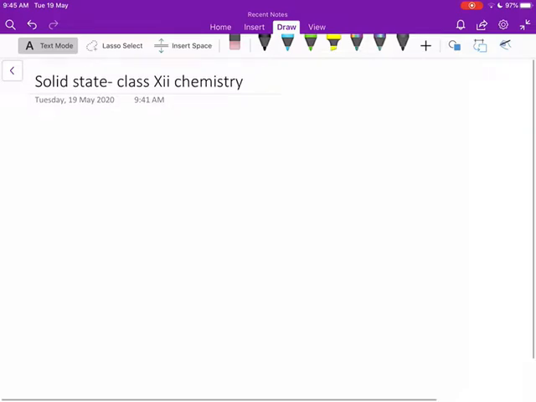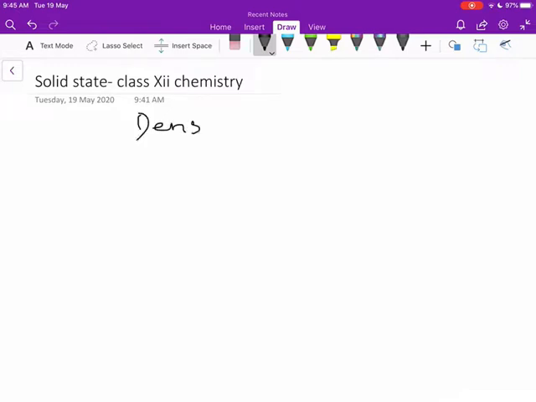So the topic is what is called density of the cell. Now if it is the density of the cell, then density, okay, here we go. Density of the cell. Now when I say cell here, I mean the unit cell. Now how do we calculate density?